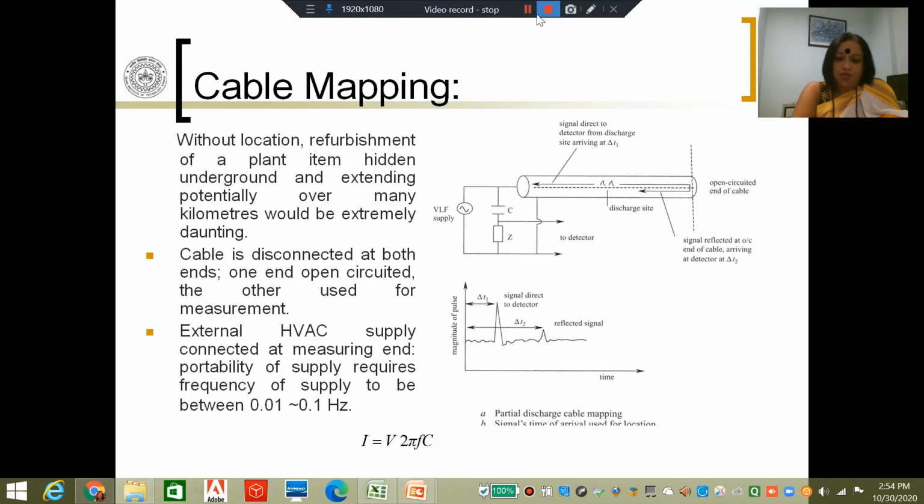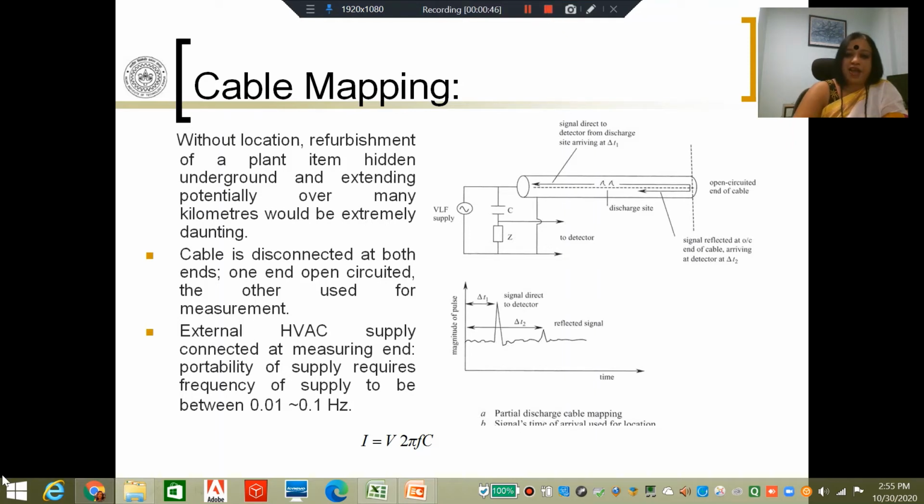One of the situations that I want to talk about is cable mapping. So far we have really been talking about detection. I have mentioned location, but we have not really discussed why location is important. Cable mapping is an important example because when you have underground cables and you know that there is a fault somewhere in the cable, it is not enough to know that. You need to know at least which section of the cable is faulty so that you can take action. And therefore, location of the PD is very important in the case of cables. Without location, refurbishment of a plant item hidden underground and extending potentially over many kilometers would be extremely daunting.